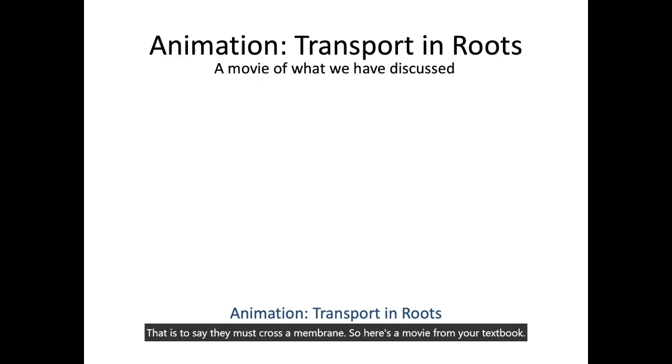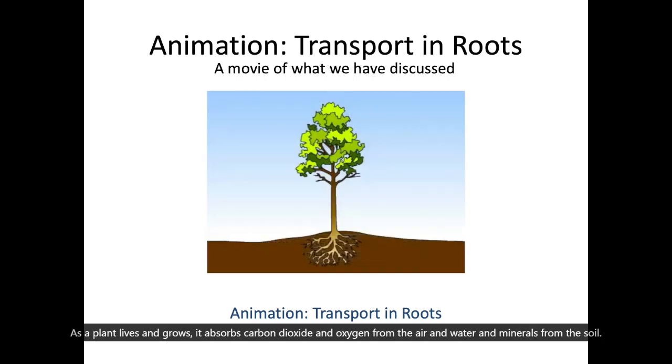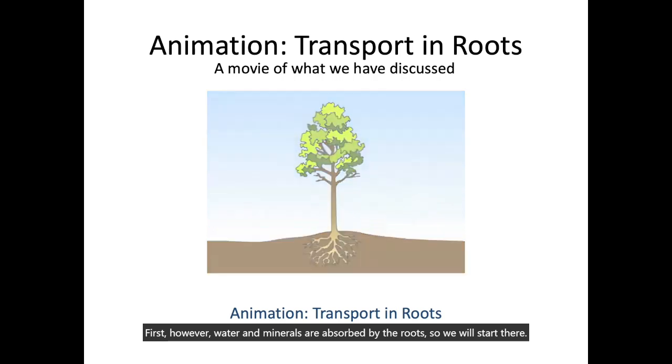So here's a movie from your textbook, an animation of transport in roots. Here we go. As a plant lives and grows, it absorbs carbon dioxide and oxygen from the air and water and minerals from the soil. How does the plant move these substances to where they are needed for chemical reactions such as photosynthesis? Water and minerals are transported upward within the xylem as xylem sap. First, however, water and minerals are absorbed by the roots, so we will start there.